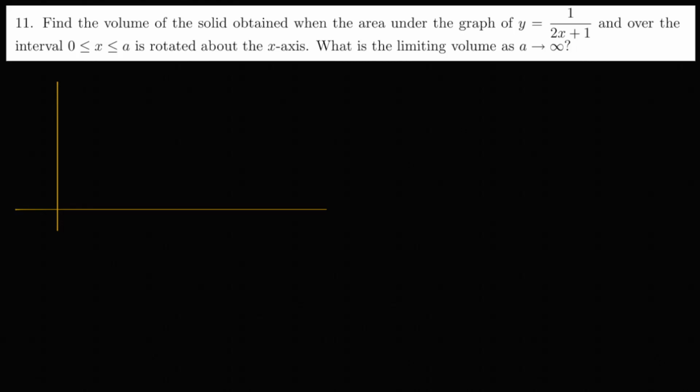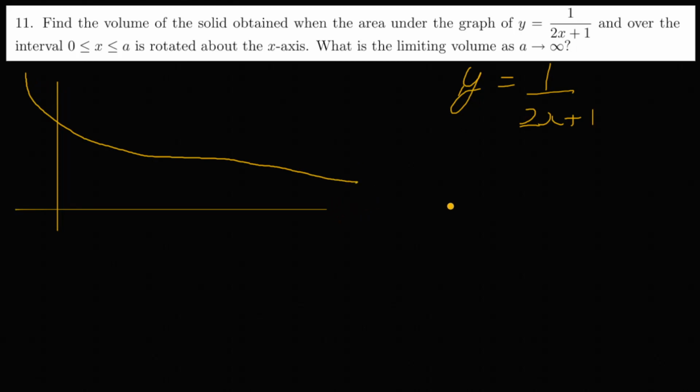So we have to find the volume of the figure formed after rotating the graph of y is equal to 1 by (2x plus 1) about the x-axis. So y equal to 1 by (2x plus 1) has a graph something like this. It will touch the x-axis at infinity.